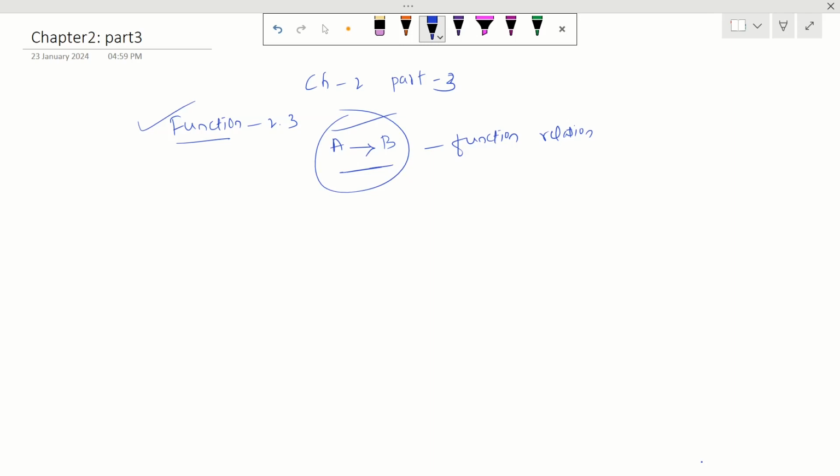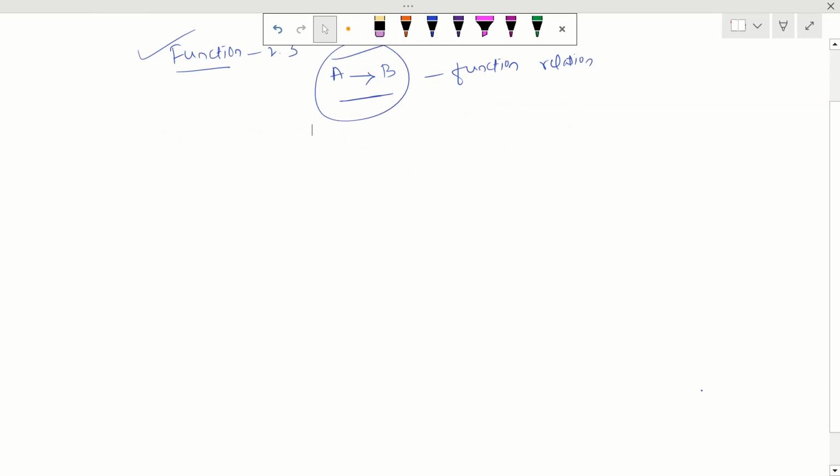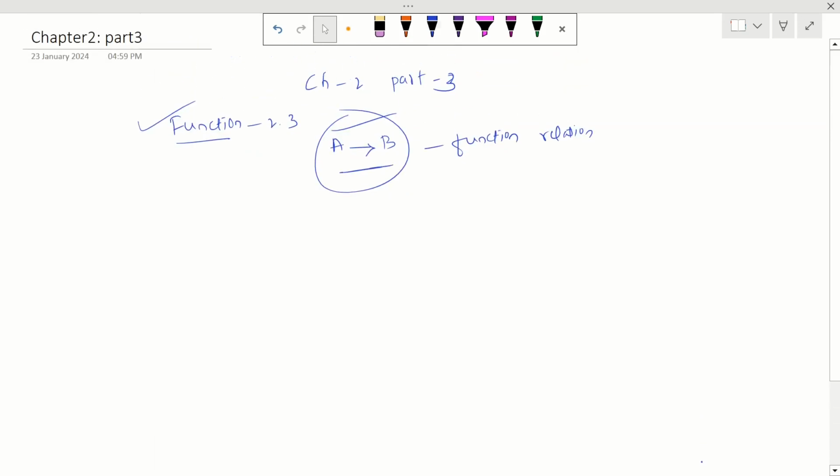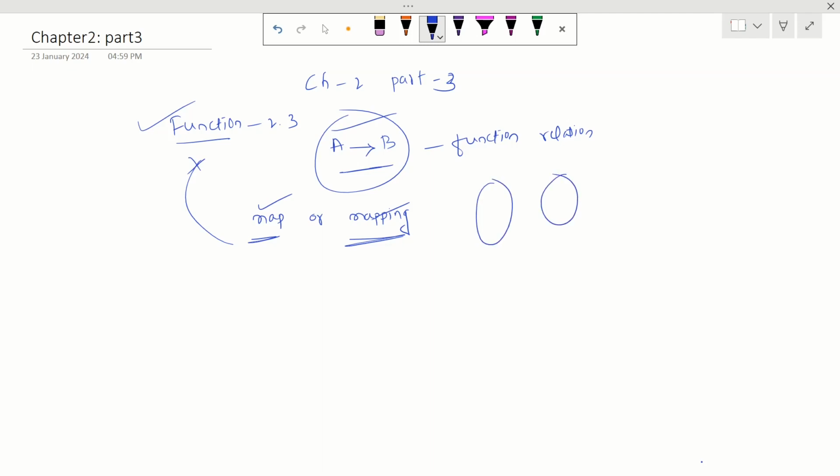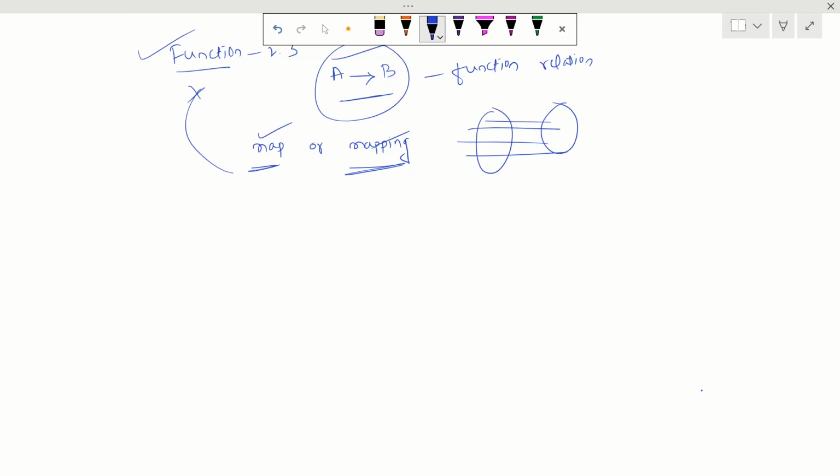This function will be denoted by the term map. So we'll always use the terms map or mapping to denote functions. Just remember where map and mapping come in: they come in functions. Mapping means two sets are there and we are mapping these sets. This is the meaning of that. Now we'll understand what a function is.